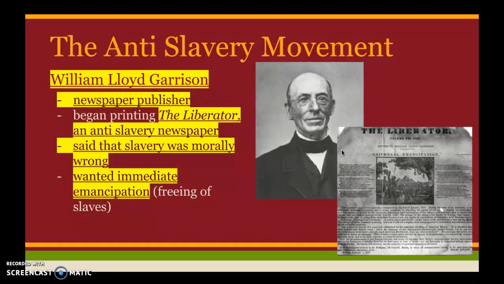So many northern states had passed laws for gradual emancipation that would happen over the course of decades, but many of the more radical abolitionists, like William Lloyd Garrison, wanted that to happen immediately. Because William Lloyd Garrison was so outspoken and so radical, there were many threats against his life throughout the abolitionist movement.